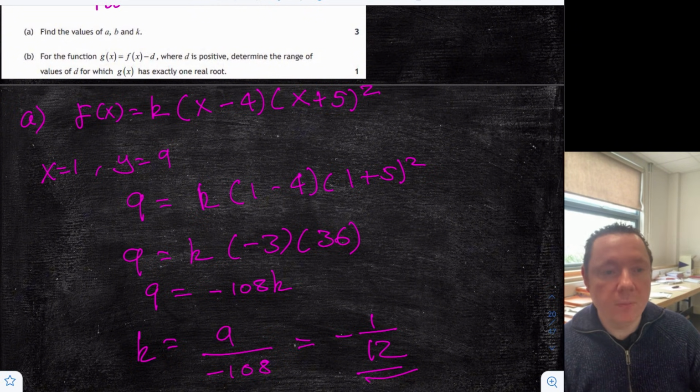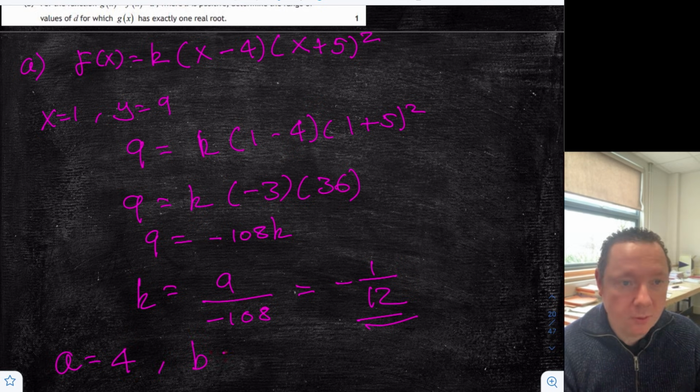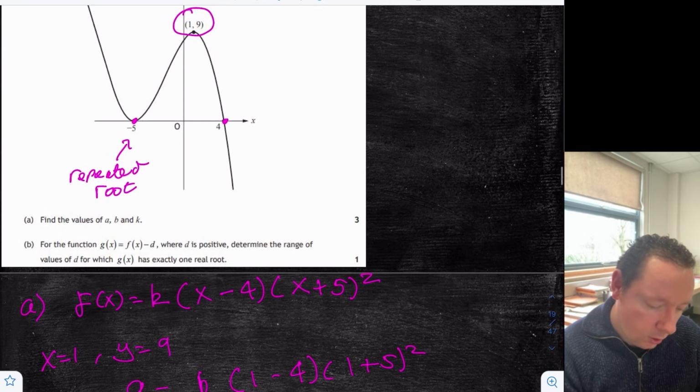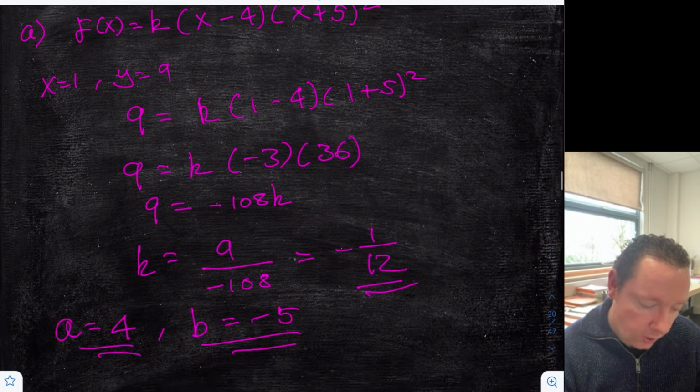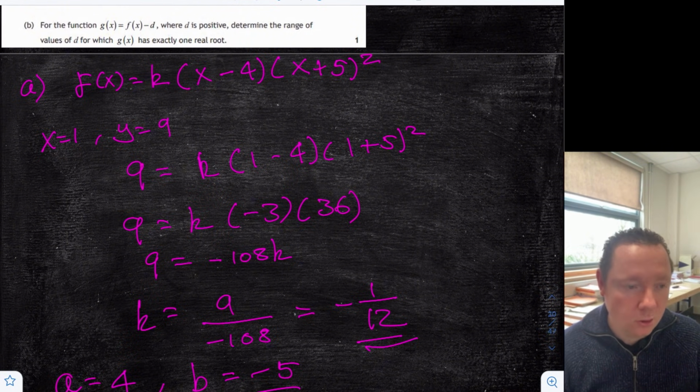So we've got k as minus 12. We've got a equals 4 and b was equal to minus 5, remember, from our roots, 4 and minus 5. So we're done there. Part B says, for the function g of x equals f of x minus d, where d is positive, determine the range of values for d so that g of x has exactly one real root.